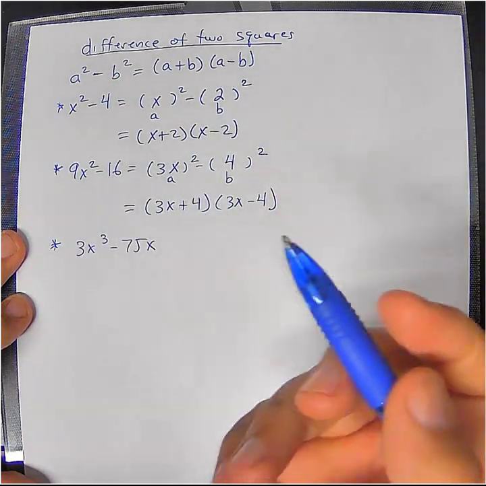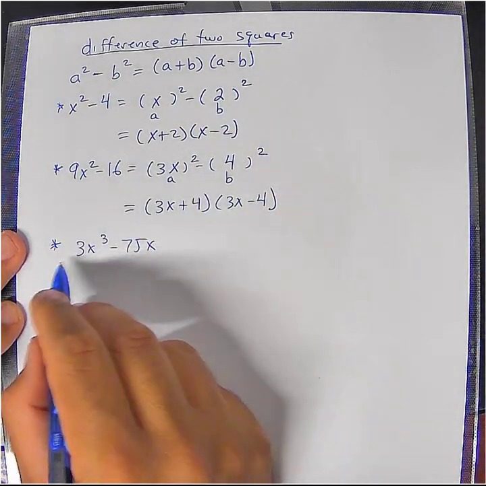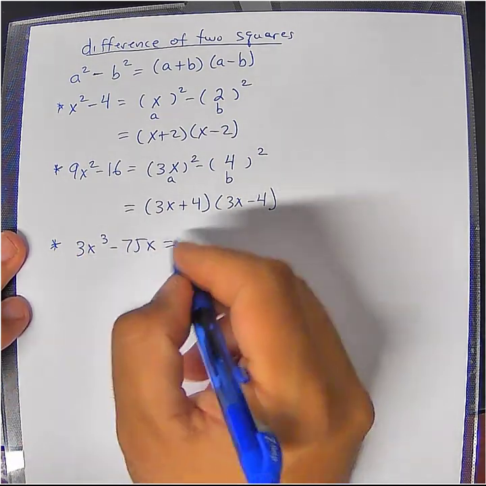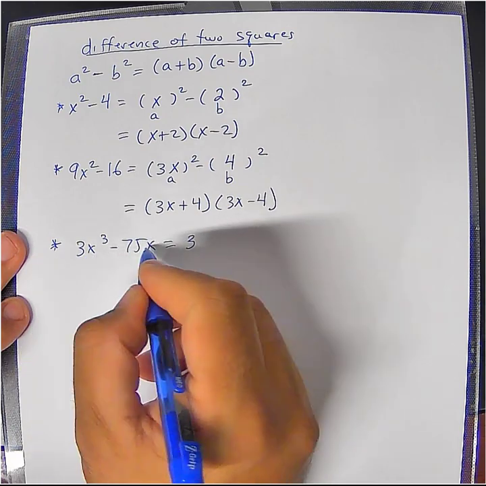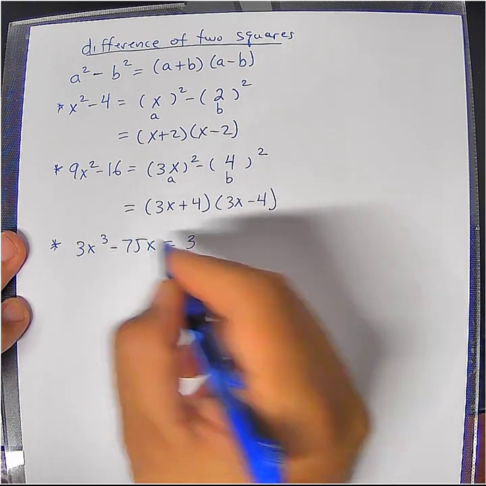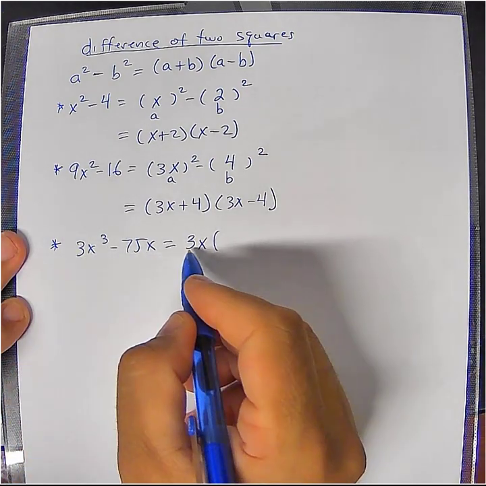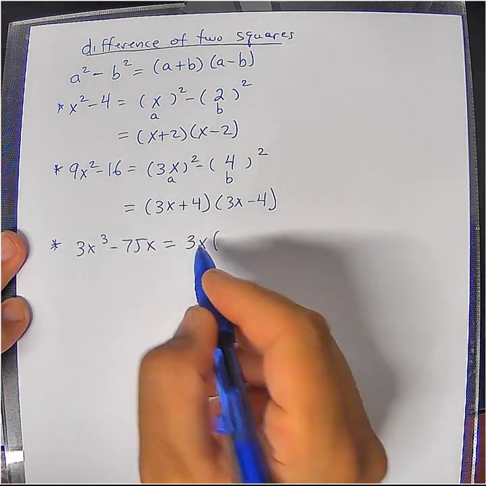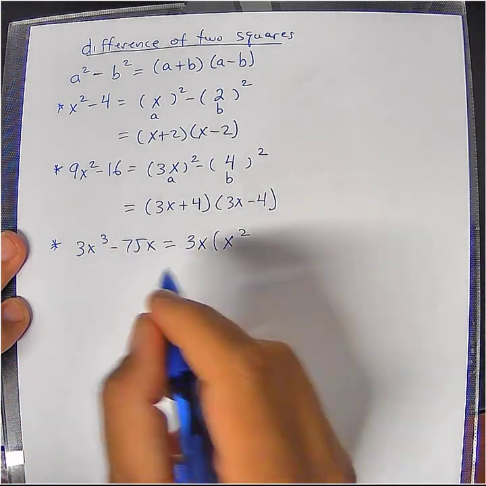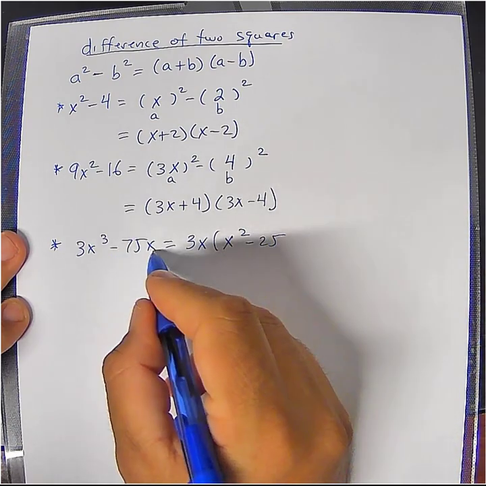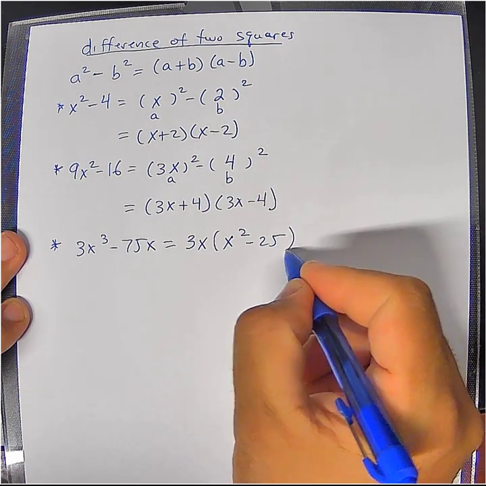So the first thing I'm going to check is, does this have a common factor? So let's look at the numbers. Between 3 and 75, it's 3. This has an x, this has an x. The lowest power is 1, so it'll be 3x. Do our division now. 3 divided by 3 is 1. I had 3 x's, took 1 out, I get x squared. Negative 75 divided by 3 is negative 25. Had an x, took out an x, I'm done.